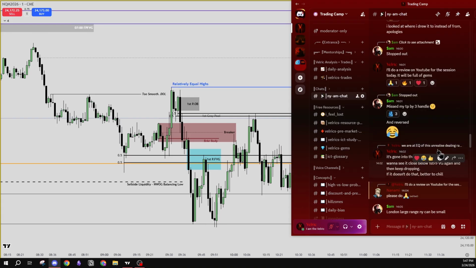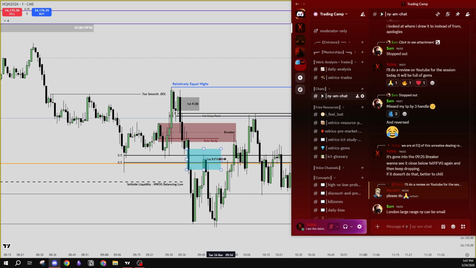And here, this is the key part. When you're trading, you have to have these little conditions in your mind where if something happens, you put down the charts, you don't click any buttons, and you're done. So here when I say it's gone to the 925 breaker, that's this one. I want to see it close below the first presented fair value gap again and then keep dropping.